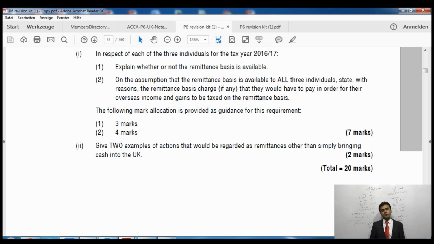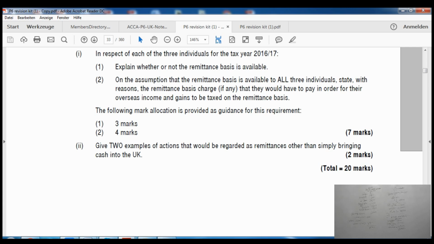And not only do we have to pay a remittance basis charge, but we also will not get any personal allowance or any annual exemption for capital gains purposes. All right. So there are 3 individuals, and he asks us to tell him. So first is L, N, and the last one is Y.